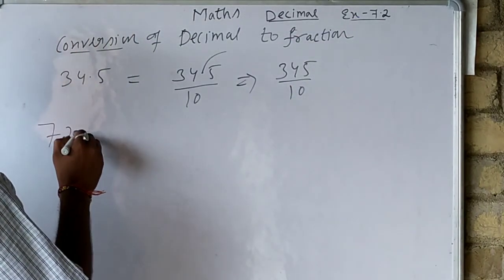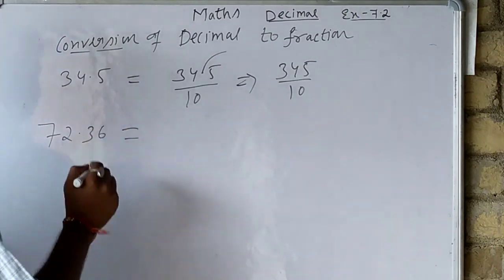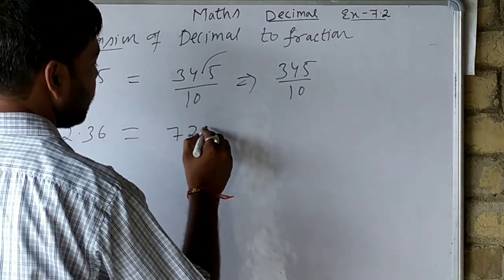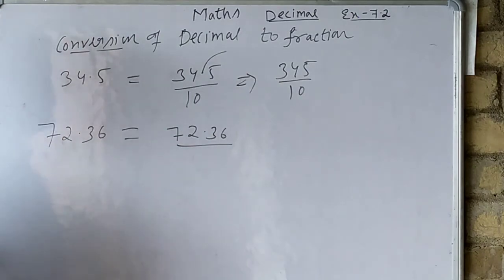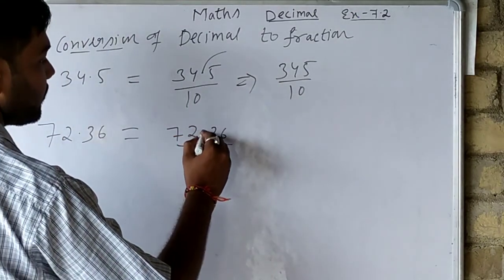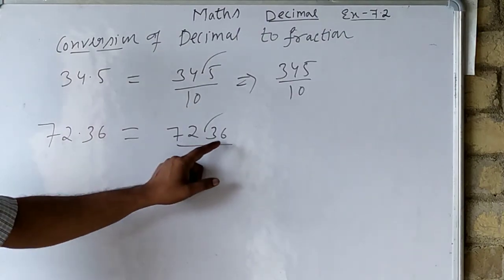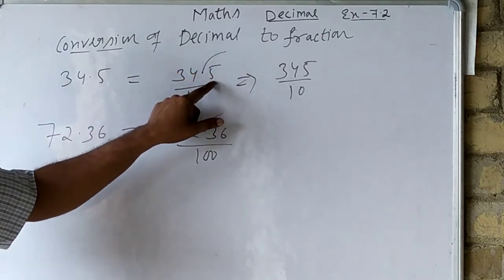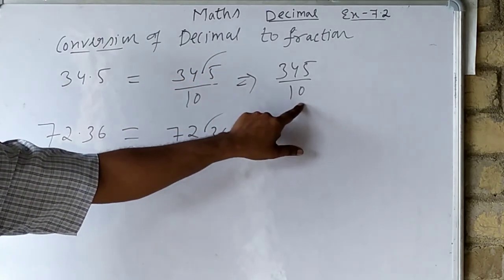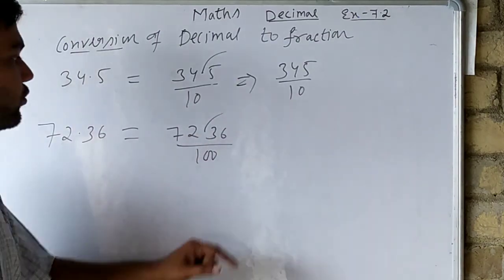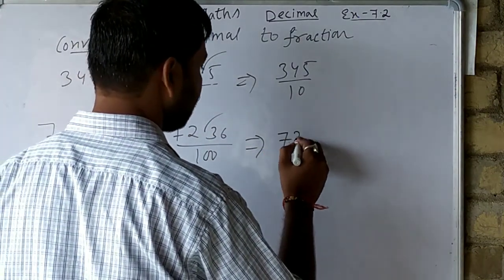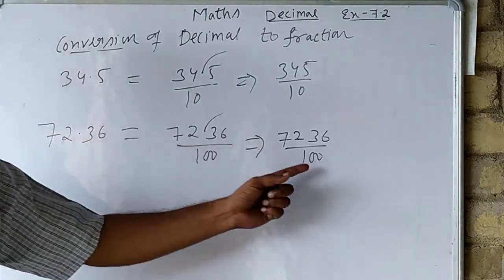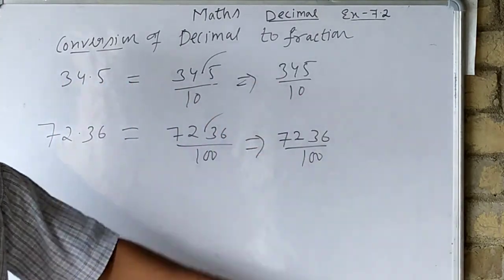Suppose we have 72.36. So what will we do? We will remove the decimal from here. And how many places is it removed? It is removed 2 places. So we will place 100 over here. Here one place the decimal shifted back so 1 zero came in the fraction. Here 2 places, so we have placed 2 zeros in the denominator. 7236 upon 100, this is the answer. This 72.36 is now converted to this.